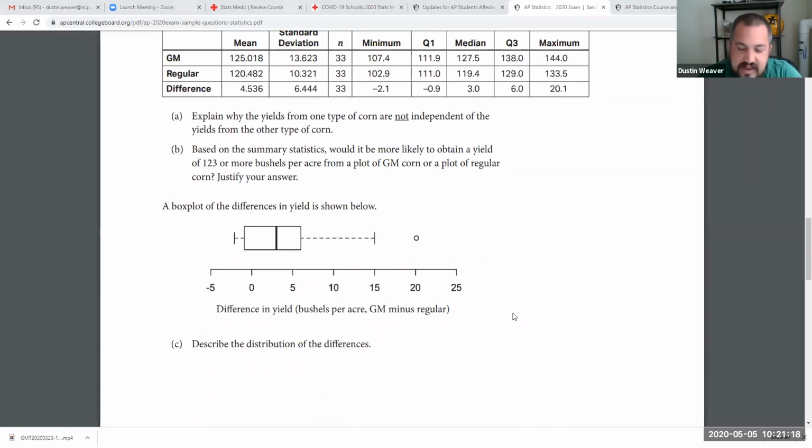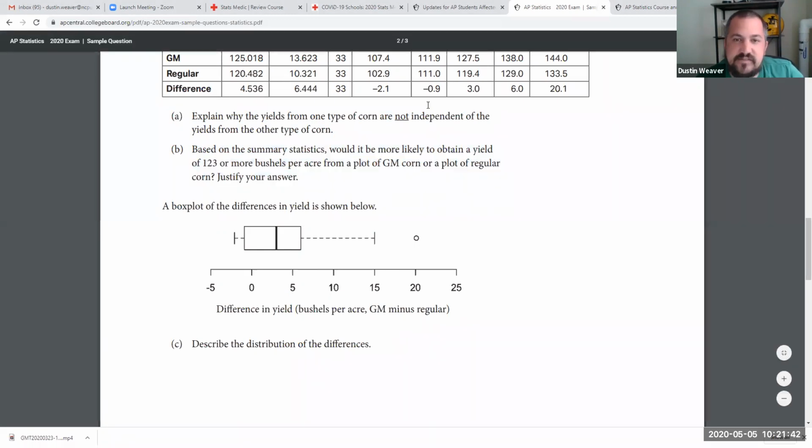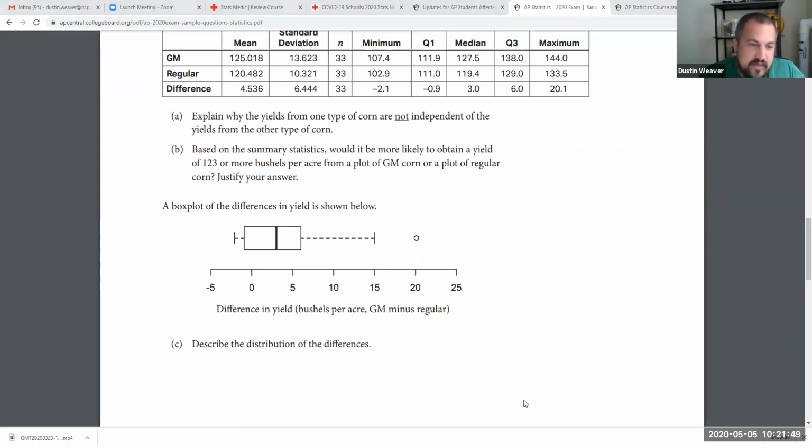Describe the distribution. Anytime you see this word, and this is actually from Unit 1, okay? Part A is basically from the probability unit, just talking about the word independent. They're asking you about vocabulary. Part B is asking you to look at summary statistics of two things, that may be from two variables. That may be from Unit 2. This one is from Unit 1.